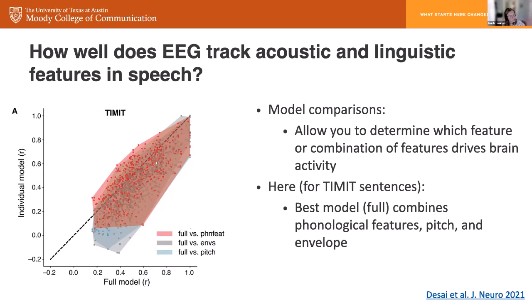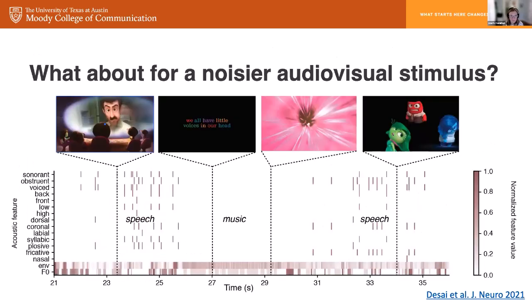There are more points that are below the unity line, though at the same time, if we just have the phonological features, which are the red dots, that still does really quite well. So we see this relationship between all of these different features, and we do see nice tracking of that phonological information. So what about for a much noisier stimulus?